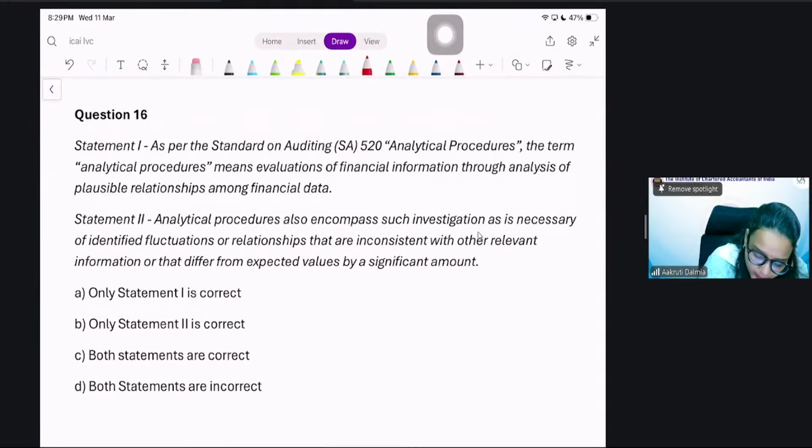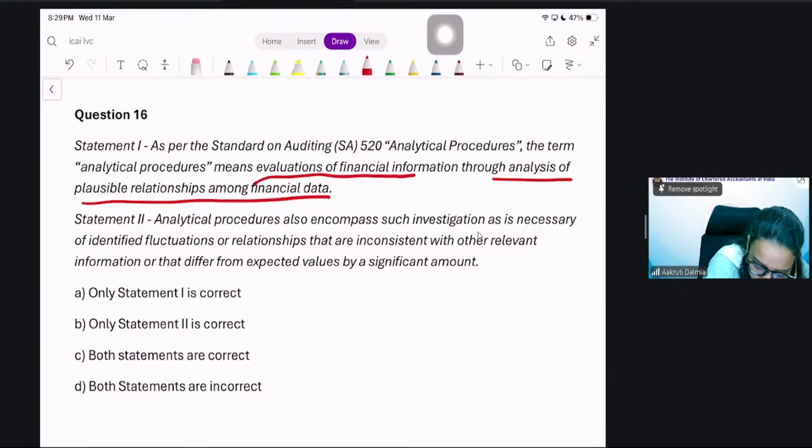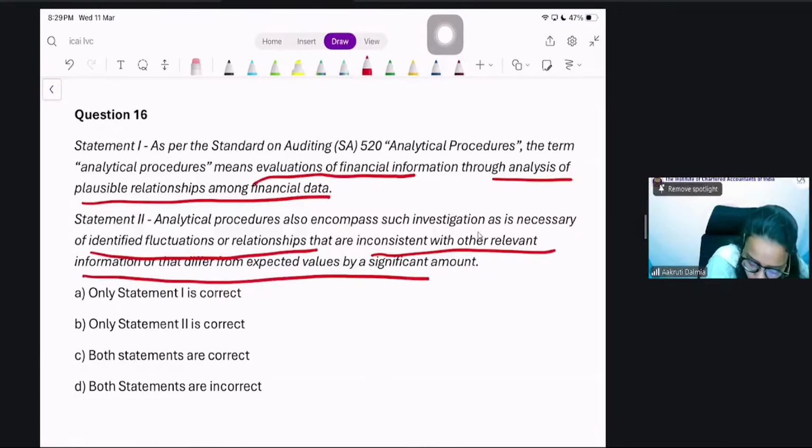As per standards of auditing, the term analytical procedure means evaluation of financial information through analysis of plausible relationships amongst financial data. Analytical procedure also encompasses such investigation as is necessary for identified fluctuations or relationships that are inconsistent with relevant information or that differ from expected values. Which statement is correct? Tell me which answer is correct.